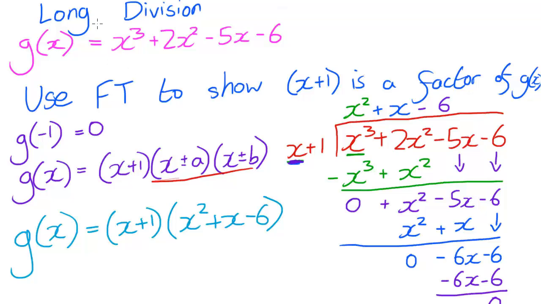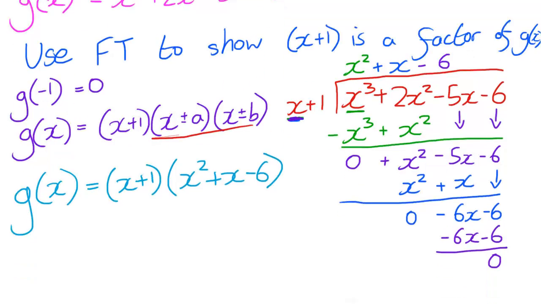In the last video we looked at long division. We looked at what happens if you take g of x, a cubic, and divide it by x plus 1, which is one of its factors. And we used long division to do that, and we got this quadratic on the top, which then becomes x plus a and x plus b if you were to factorize it.